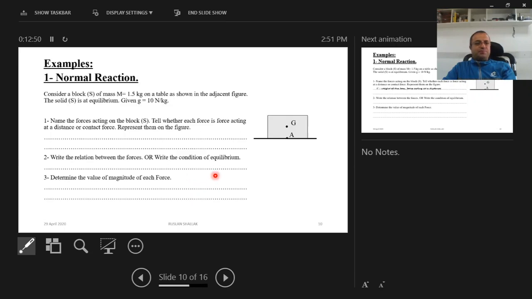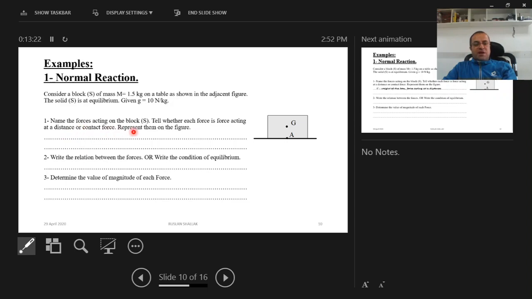F1 equals F2. Another example of condition of equilibrium: consider a block S of mass M, 1.5 kilogram, on a table as shown in the adjacent figure. This is the mass M on the table. The solid S is at equilibrium. It's not moving downward or upward or left or right. Given gravity equals 10 newton per kilogram.